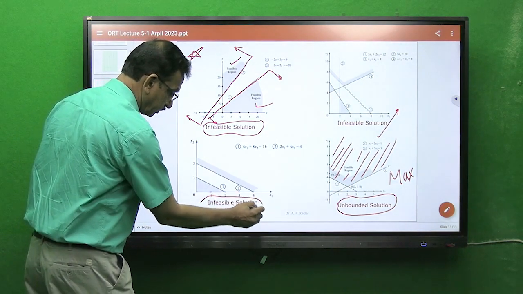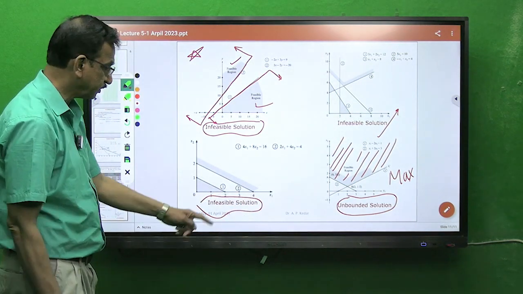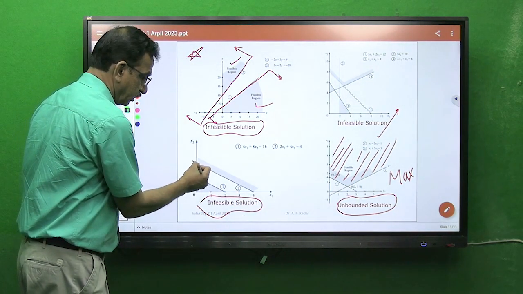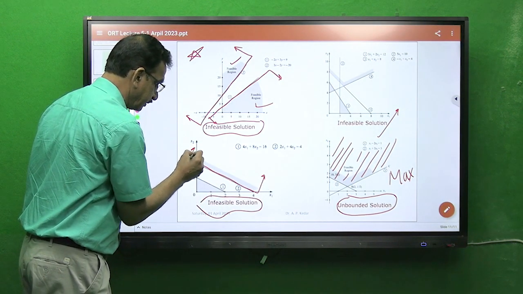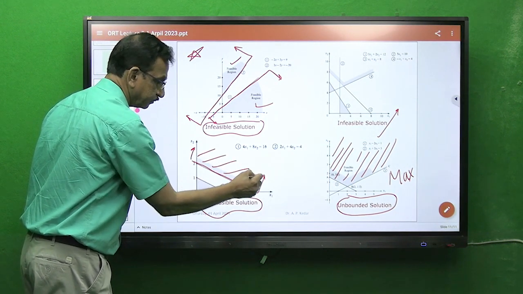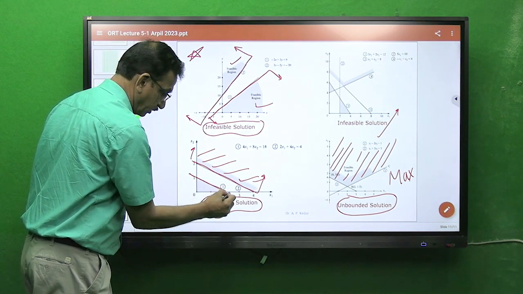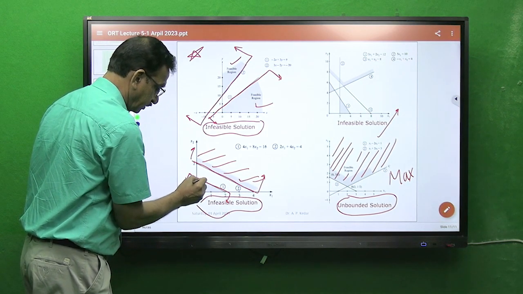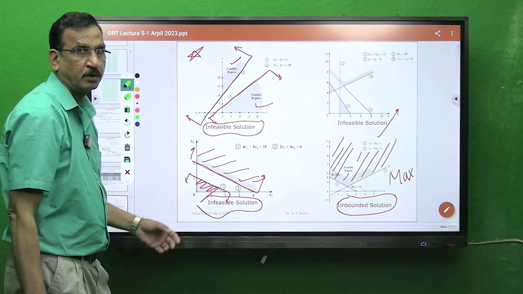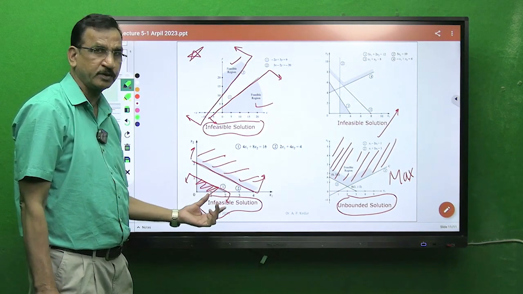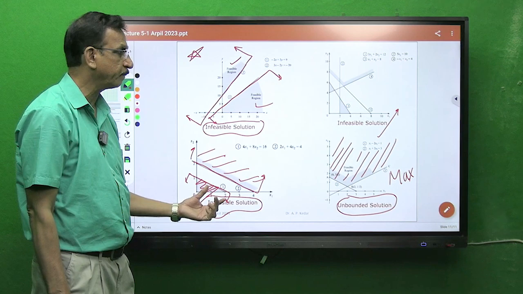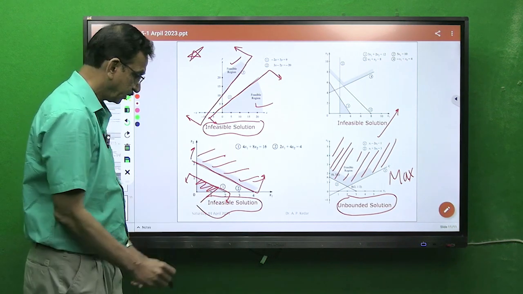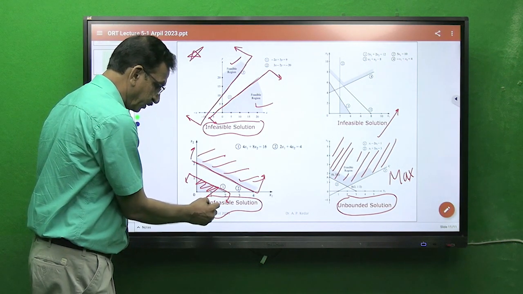Same. Infeasible solution, it is again in upward direction. This is your feasible region. This is in lower direction, feasible region. No agreement between these two lines to justify the common area, ending with infeasible solution.